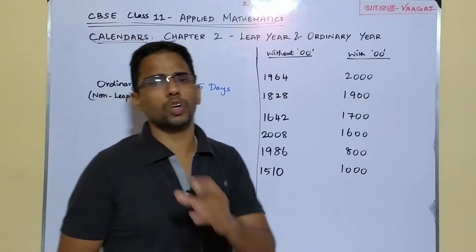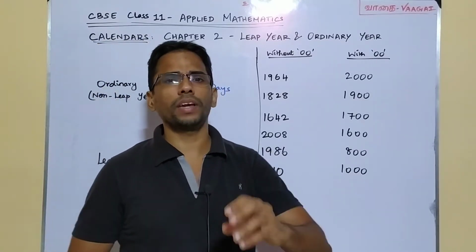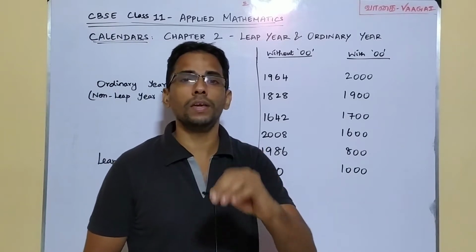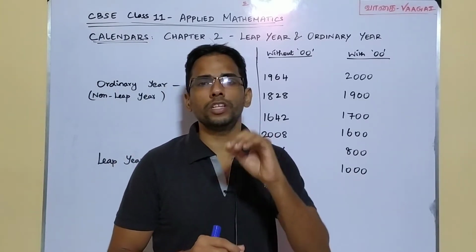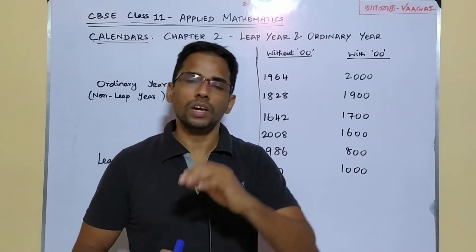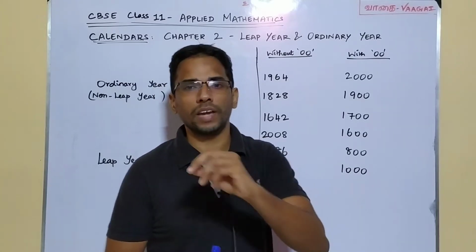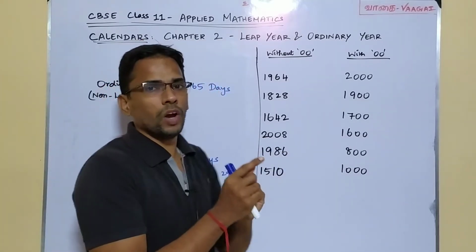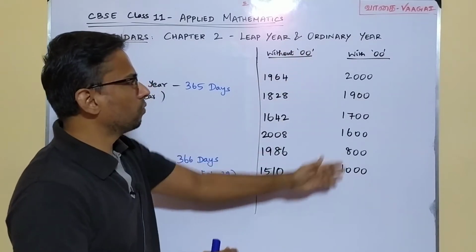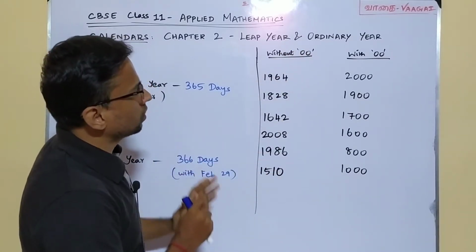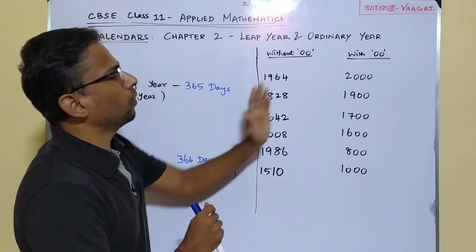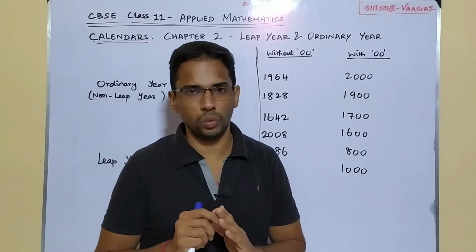So here is my strong question. How can I identify whether a given year is a leap year or not? Is there any special math calculation? Yes, we do have special calculations. That is what we are going to verify here, for a few of the years which are listed here, whether the given years are leap years or ordinary years. That's what we are going to do next.